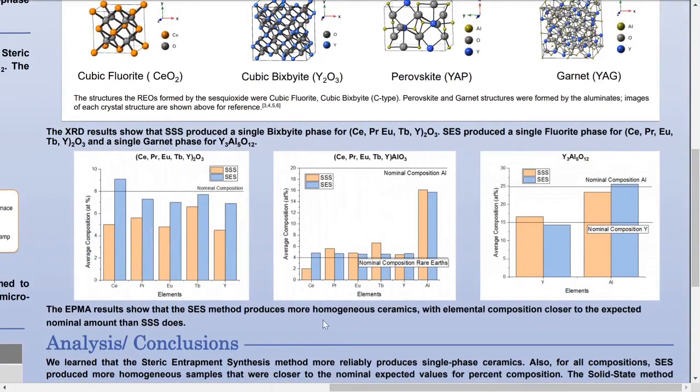Here I have my EPMA results showing that for the high-entropy sesquioxide, the steric entrapment synthesis method, which is in the blue bars, is closer to the nominal composition for the rare earth elements. And for my high-entropy perovskite, the steric entrapment synthesis method also was closer to the nominal composition of the rare earths. But for aluminum, the solid-state synthesis method is closer to the nominal composition. For the low-entropy garnet, the steric entrapment synthesis method created materials that were closer to the nominal composition of both yttrium and aluminum.